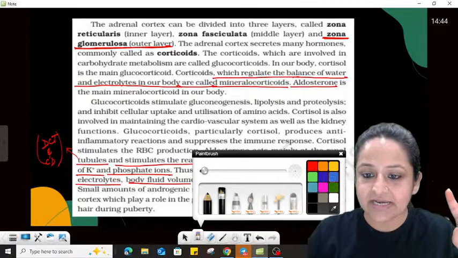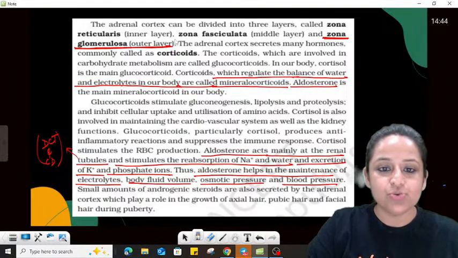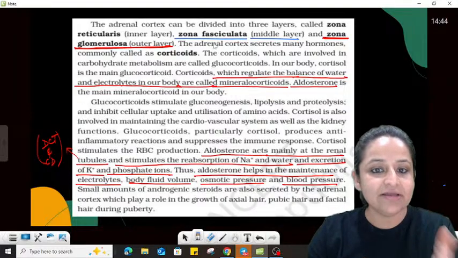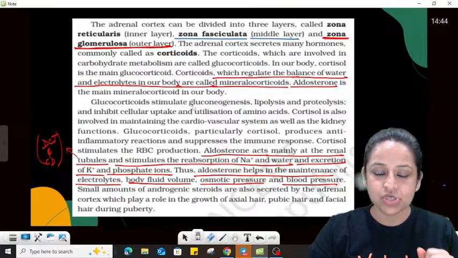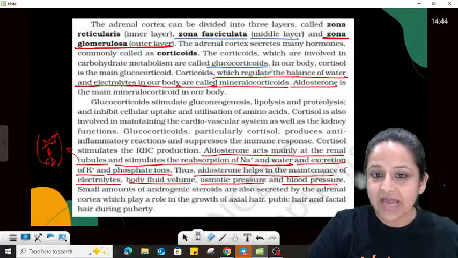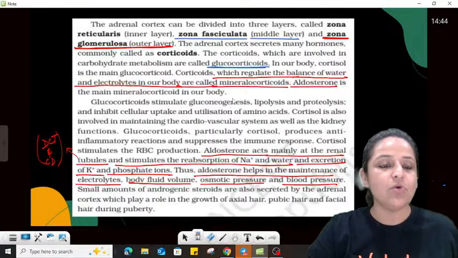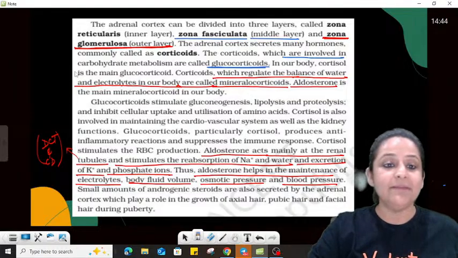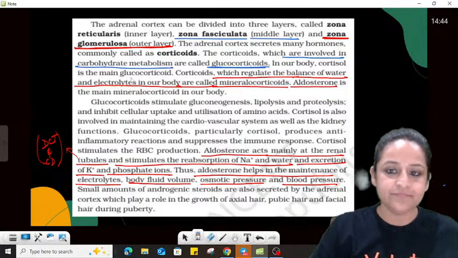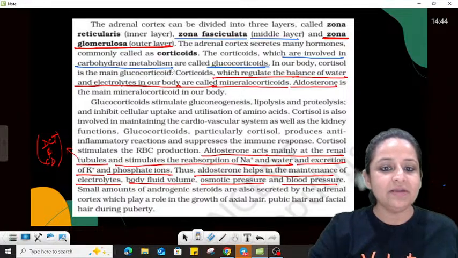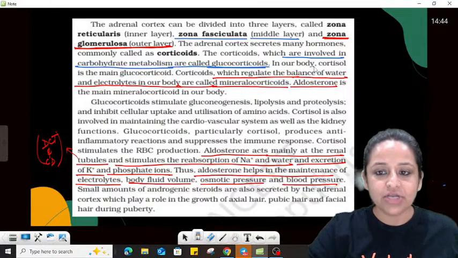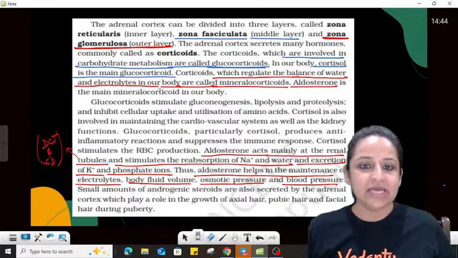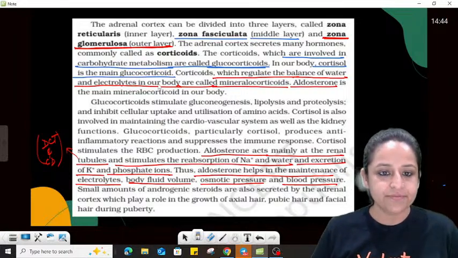Second type, the second layer. Which was the second layer? The second layer was zona fasciculata, called the middle layer. Zona fasciculata releases a type of hormones called glucocorticoids, and from the name itself we can see what glucocorticoids are going to do. They are going to be involved in the metabolism of carbohydrates. Cortisol is the main glucocorticoid.